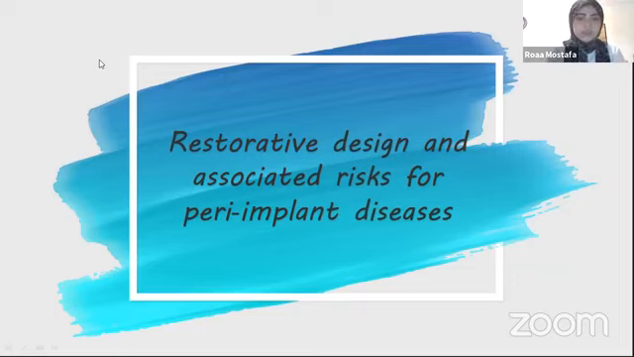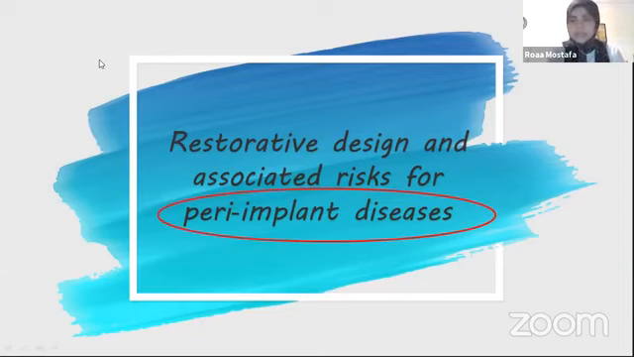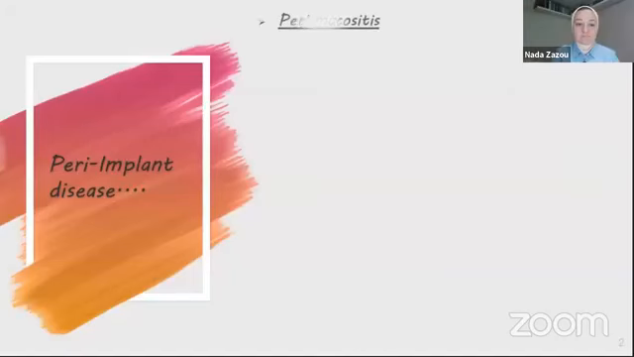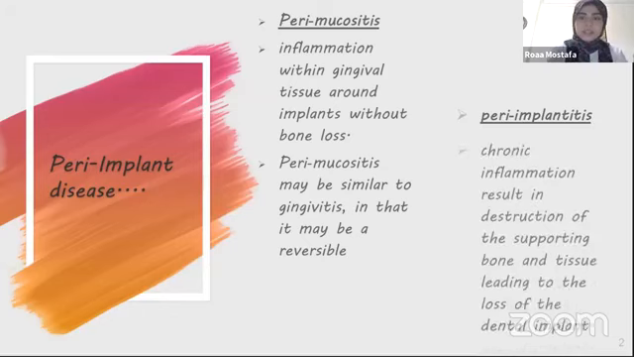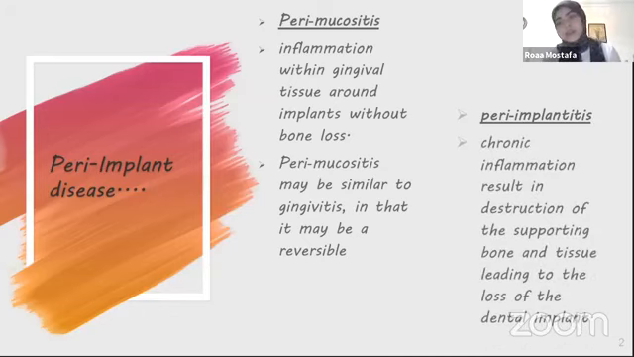So first of all, we are going to talk about what is peri-implant disease. Peri-implant disease is both peri-implant mucositis and peri-implantitis. Peri-implant mucositis is simply like gingivitis, but in implants, inflammation of gums around implants. So it could be reversible if we remove the cause. And peri-implantitis is the same as peri-implant mucositis, in addition to destruction in the surrounding bone.